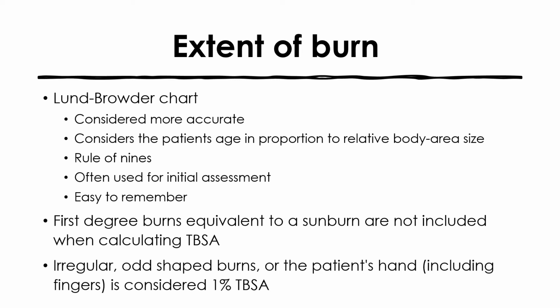So just keep in mind that 1st degree burns are pretty much equivalent to a sunburn. They're not included when calculating total body surface area. Also note that irregular odd-shaped burns or burns to the patient's hands are considered to be 1% total body surface area.